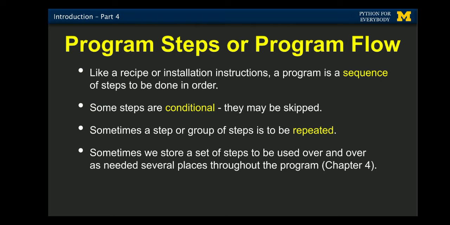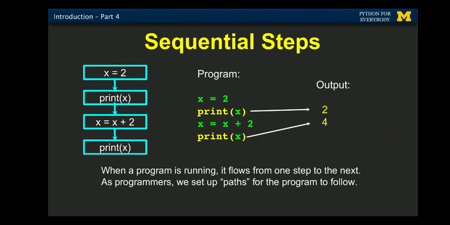Program steps, or program flow. Like a recipe or installation instructions, a program is a sequence of steps to be done in order. Some steps are conditional; they may be skipped. Sometimes a step or group of steps is to be repeated. Sometimes we store a set of steps to be used over and over, as needed, in several places throughout the program, which we are going to discuss in chapter 4.